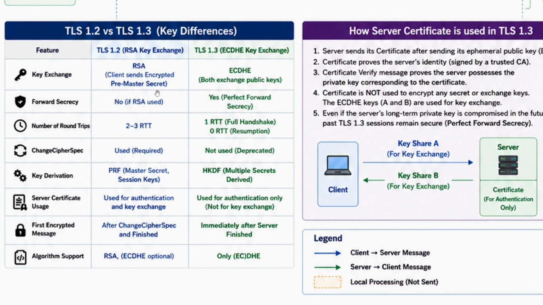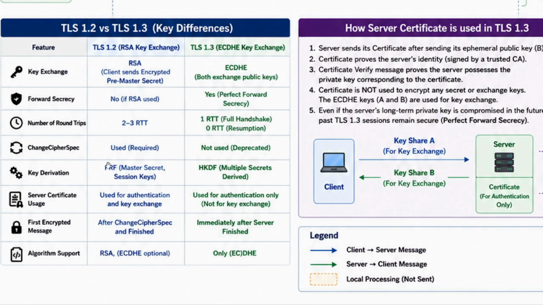The number of round trips has also reduced in 1.3. Only a full handshake requires one round trip, and in 1.2 it was requiring two to three round trips. And the change cipher spec, like I told you, right? After the keys are generated, the client will send, okay, I'm changing the cipher spec, we will be doing encrypted communication now. That is deprecated in TLS 1.3.